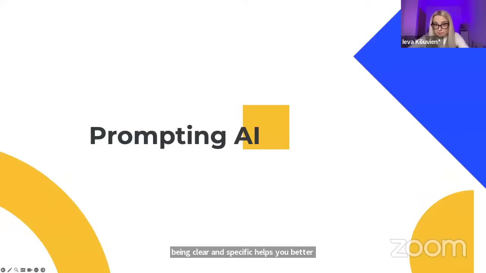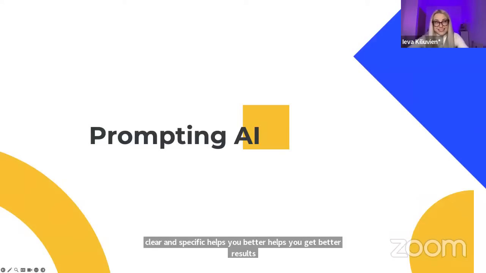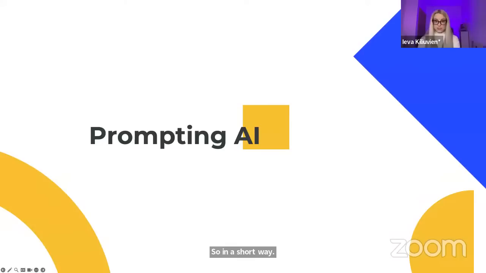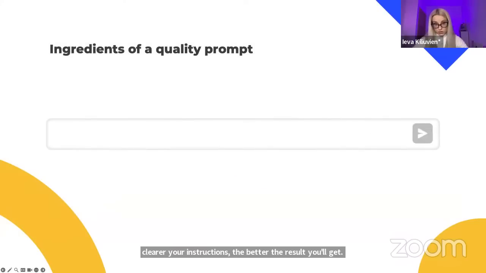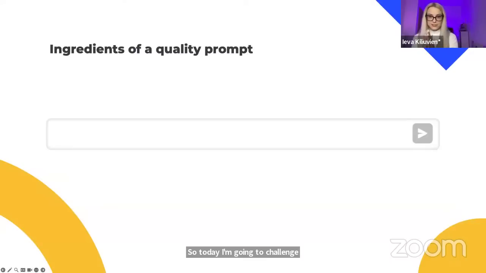So in a short way, a prompt is a text input that provides instructions to the AI model on how to generate output. It's like giving directions to someone. The clearer your instructions, the better the result you'll get. So today I'm going to challenge you a bit. I'll provide an example that probably won't be relevant to many of you, but I'm doing this purposely.